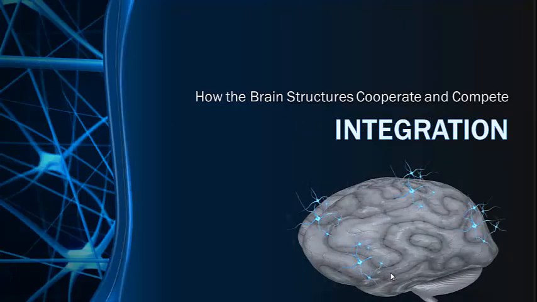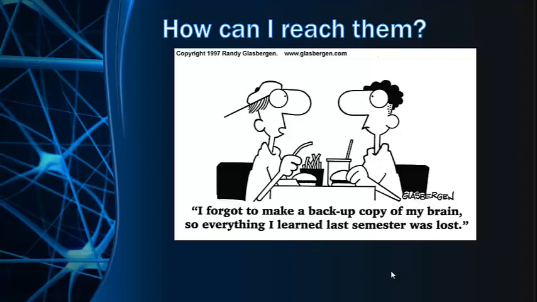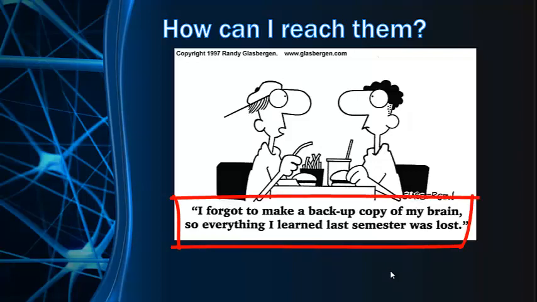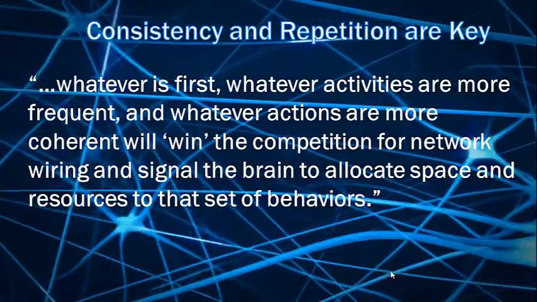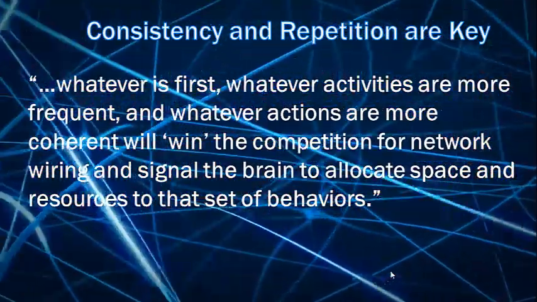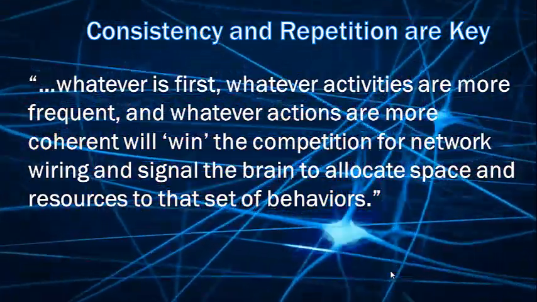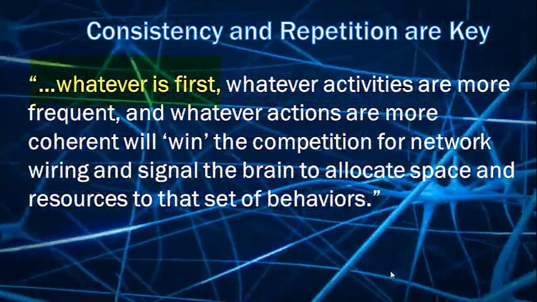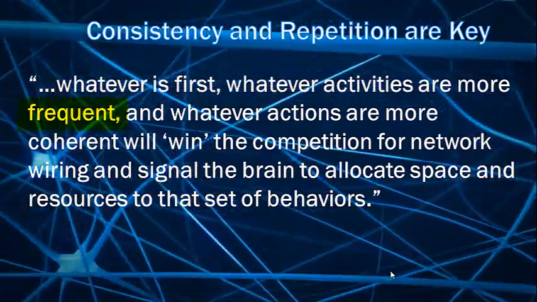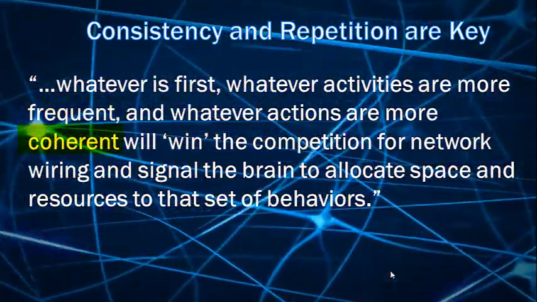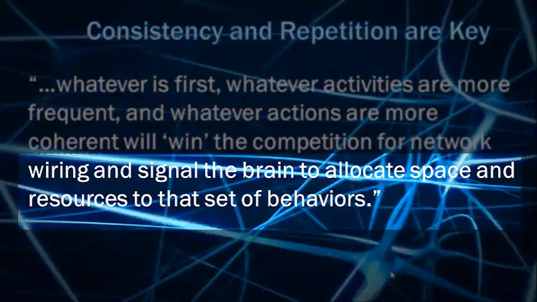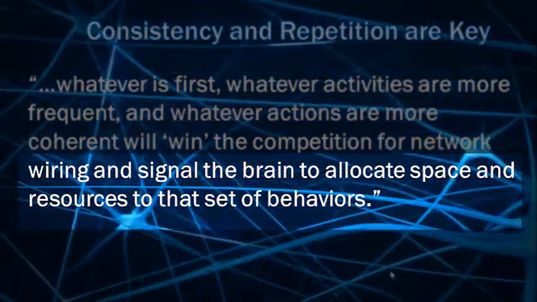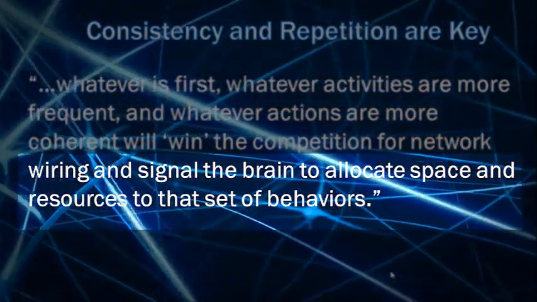Now we should look at the integration, how the brain structures cooperate and compete with each other. You ever feel like sometimes you go into a classroom and this is what your students are telling you? In order for students to make connections, consistency and repetition are key. Whatever is first, whatever activities are more frequent, and whatever actions are more coherent will win the competition for network wiring and signal the brain to allocate space and resources to that set of behaviors.